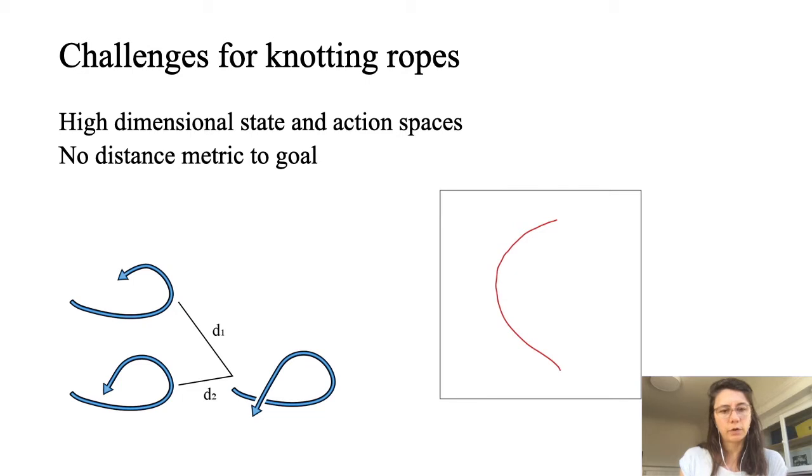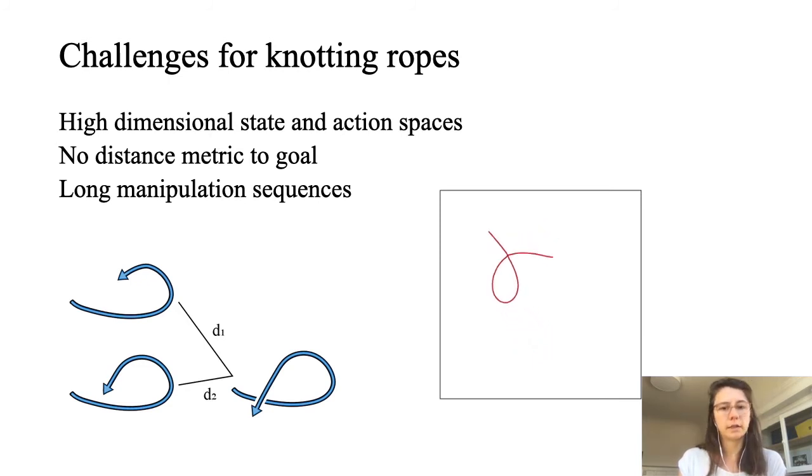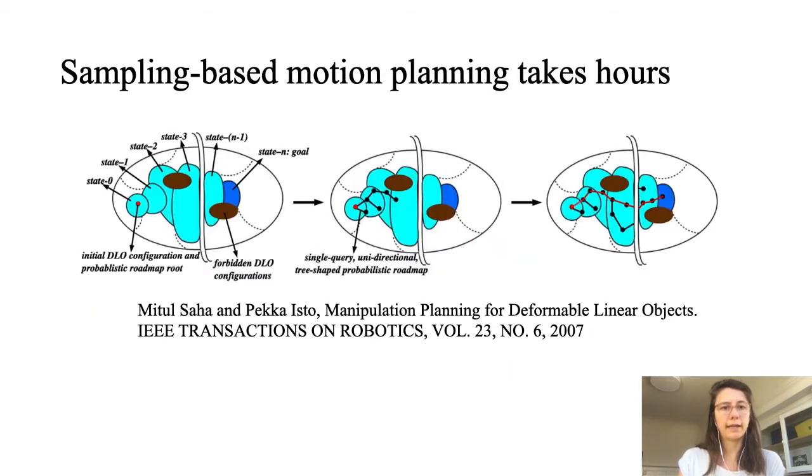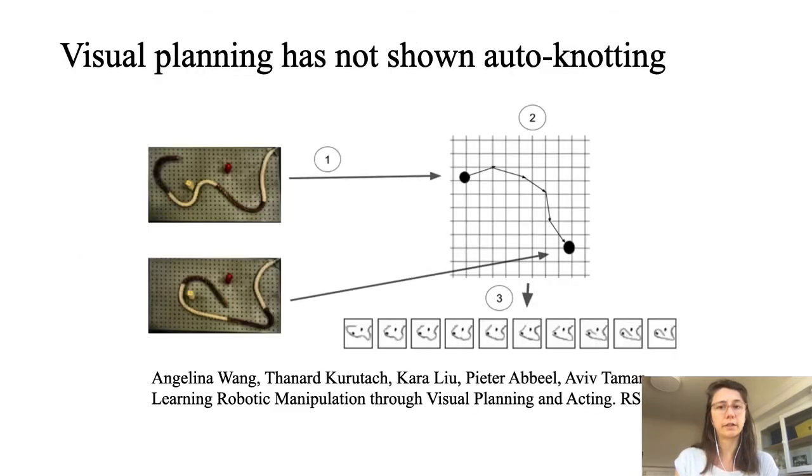What makes things worse is that tying a knot requires a long sequence of actions. Therefore, motion planning needs a long horizon and has an exponentially large search space. Some previous work applied sampling-based motion planning to knot tying. The work by Saha and Isto uses tree search, and they use knot theory to prune out unpromising branches. Still, we found that it actually takes hours to find a single plan.